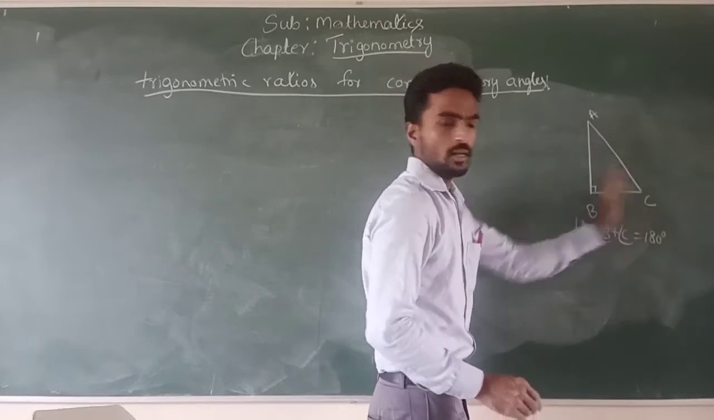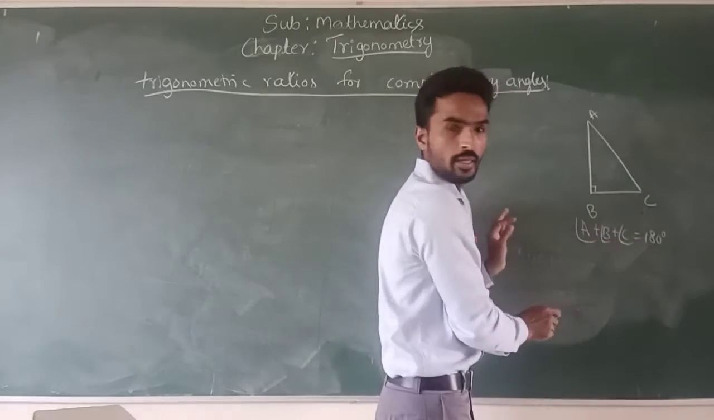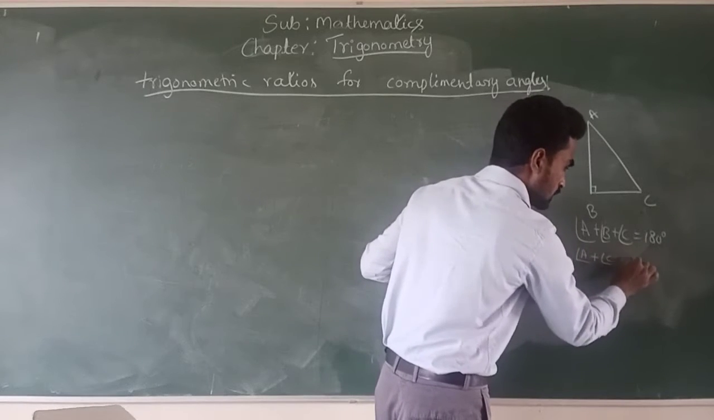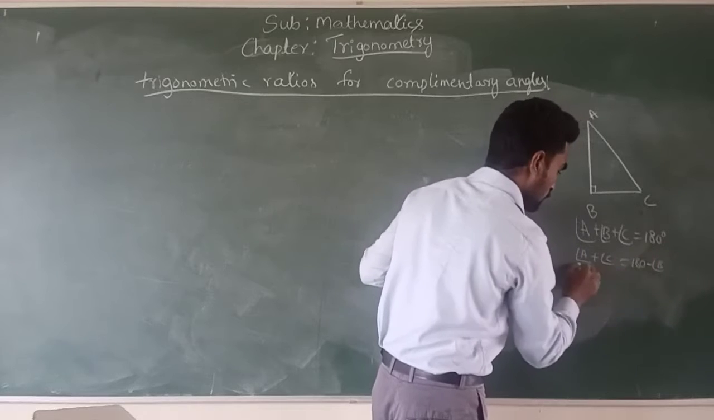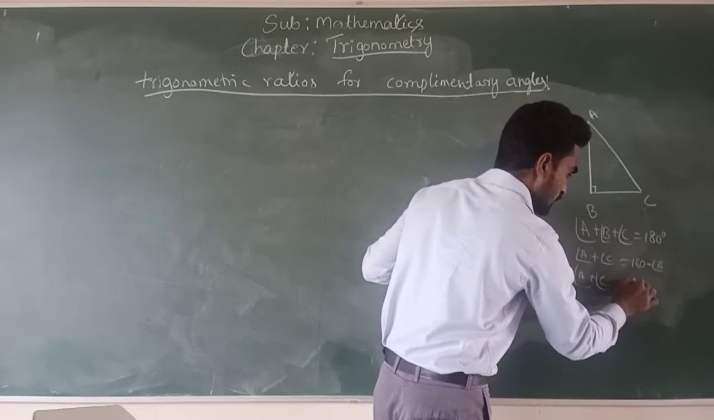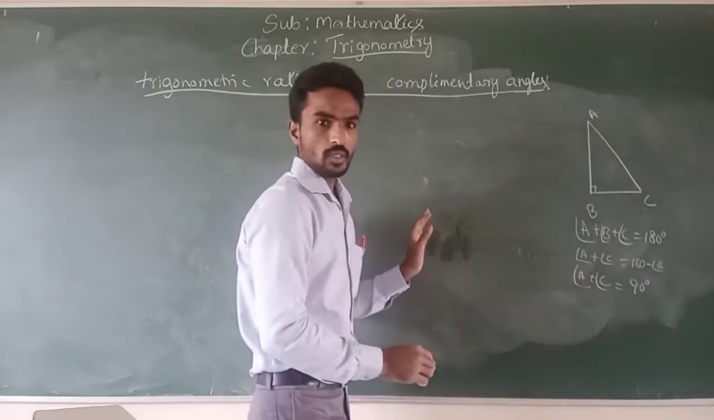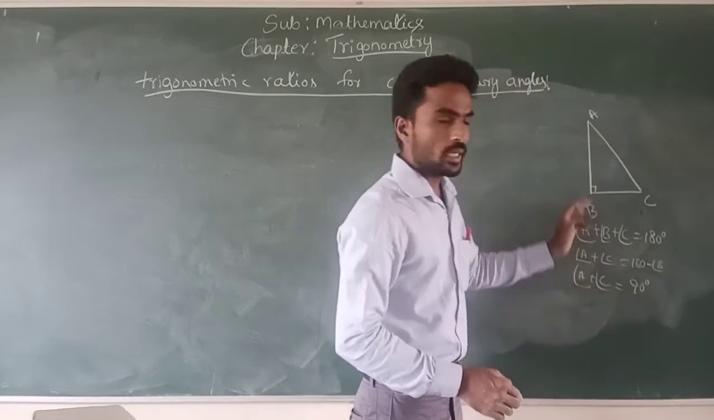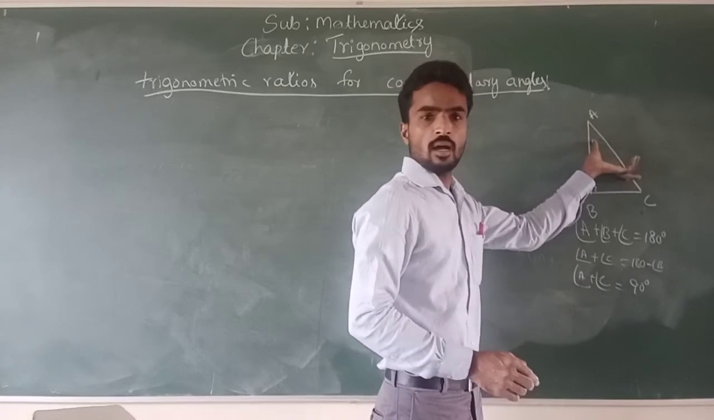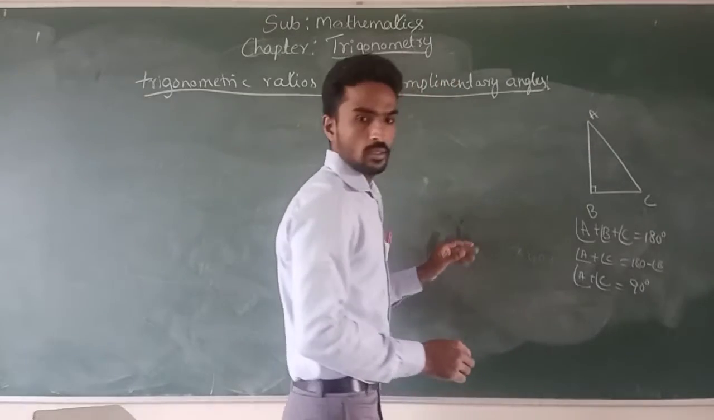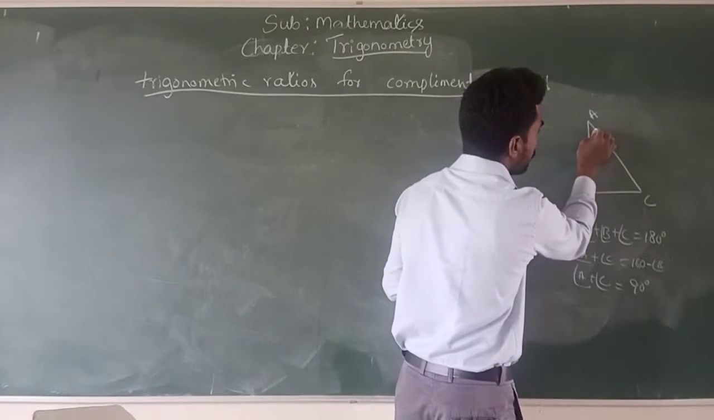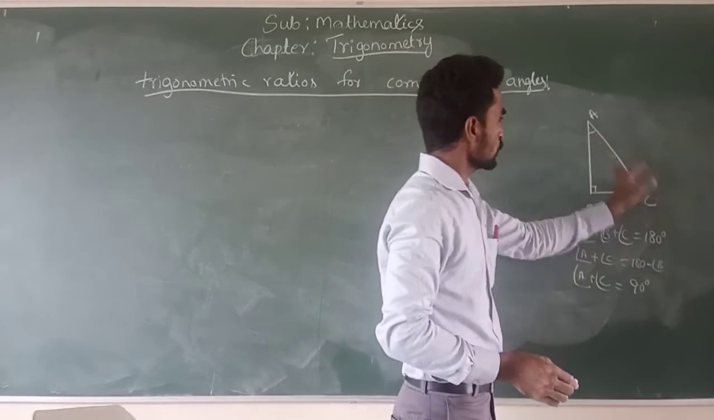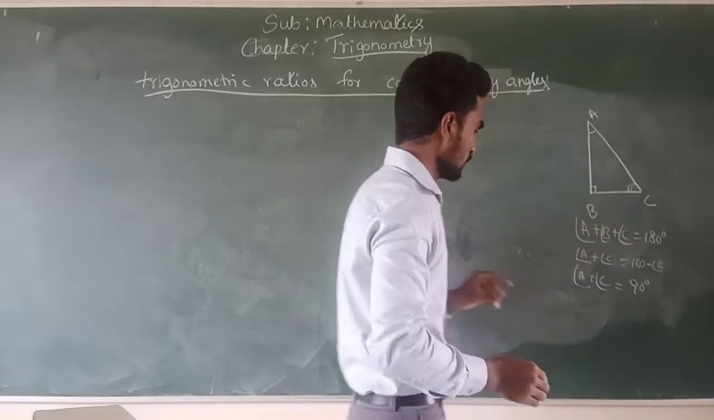Now it is a right angled triangle. Here angle B is 90 degrees. Then taking B to the right side, angle A plus angle C is equal to 180 degrees minus angle B, so angle A plus angle C is equal to 90 degrees. If the sum of two angles is equal to 90 degrees, then we call these two angles complementary angles. Now if we add angle A and angle C, we get 90 degrees, so these two angles are complementary angles.